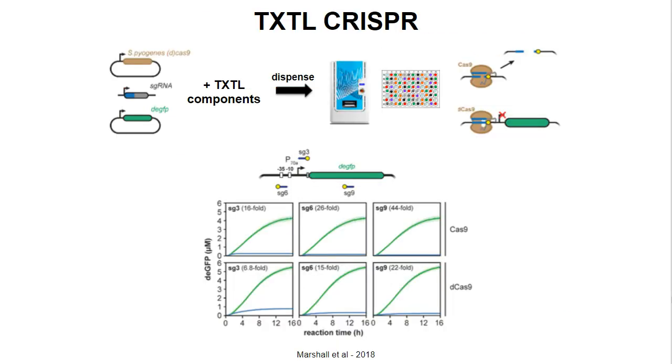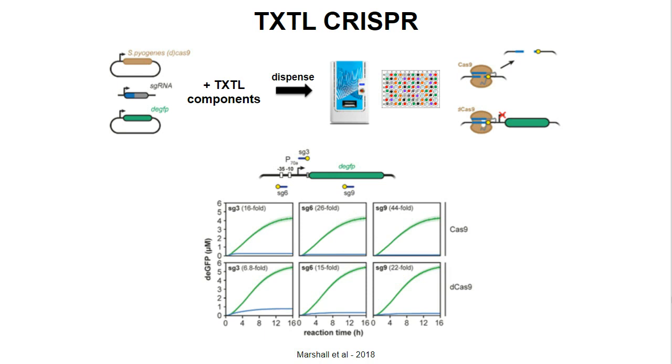So just to recap how we do TXTL CRISPR. Here's an example of CRISPR-Cas9 in TXTL. We have a plasmid that would express Cas9, then we have a linear piece of DNA that would express the guide RNA. Here it's shown as sgRNA. And then we would have our target. In this case, it's dGFP.